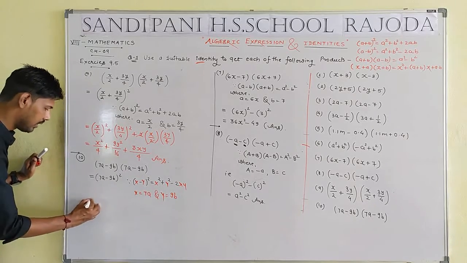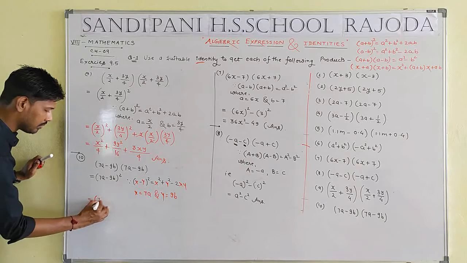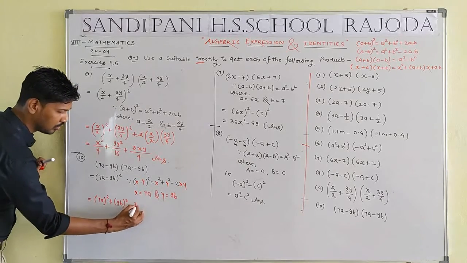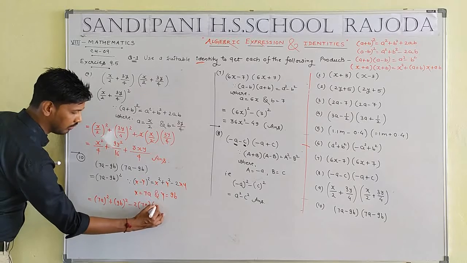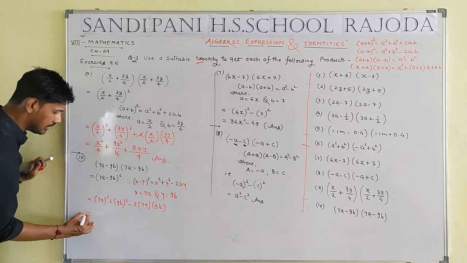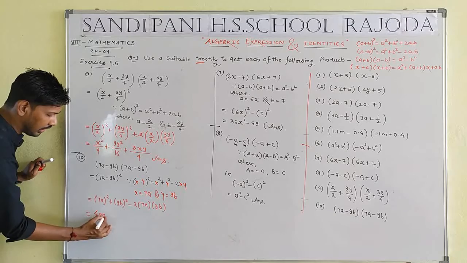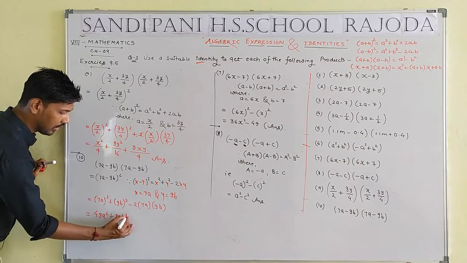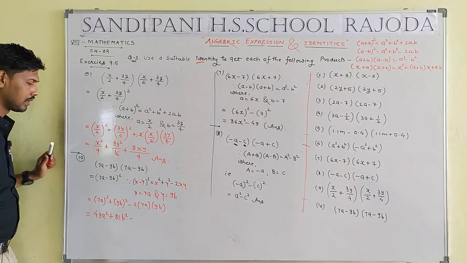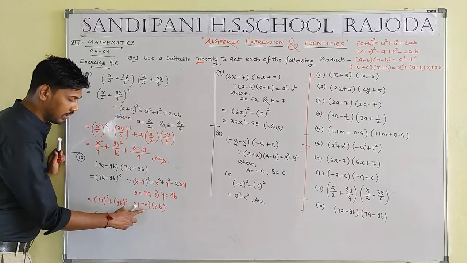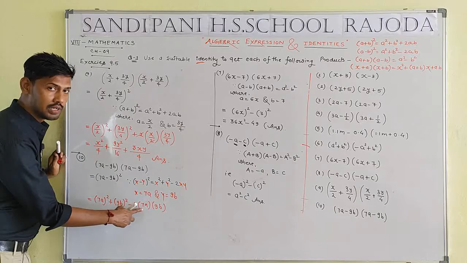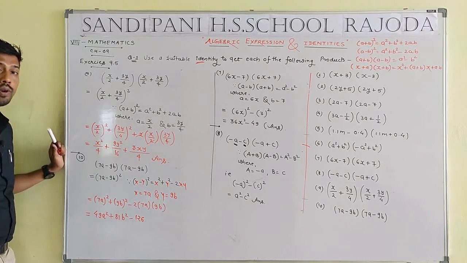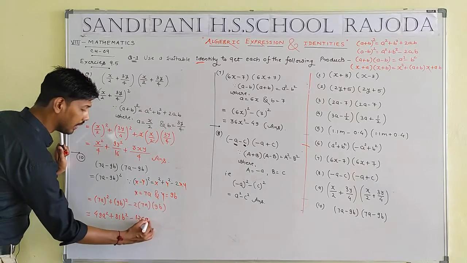So the answer will be x square, that means (7a) whole square, plus (9b) whole square, minus 2 into 7a into 9b. Student, 7 7s are 49a square, 9 9s are 81b square, minus 7 9s are 63, and 63 into 2 will be equal to 126ab.